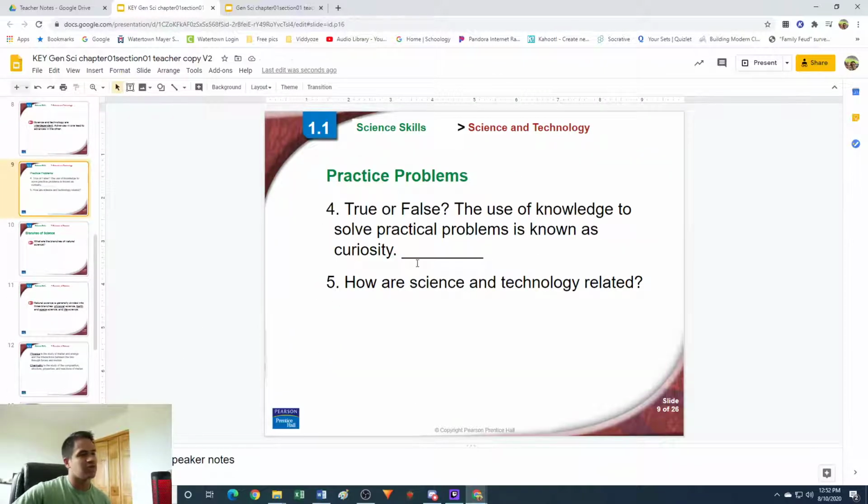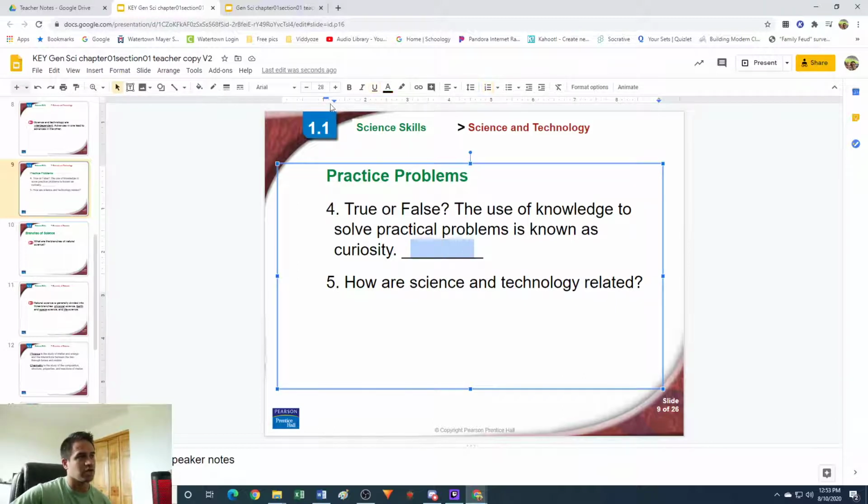Okay, moving on. Number 4, true or false. The use of knowledge to solve practical problems is known as curiosity. This is false. Okay, remember that this is technology. So when we use our knowledge to solve some kind of problem that we didn't know how to solve before, that's called making technology or creating technology. Okay, technology is about using our knowledge to solve problems.